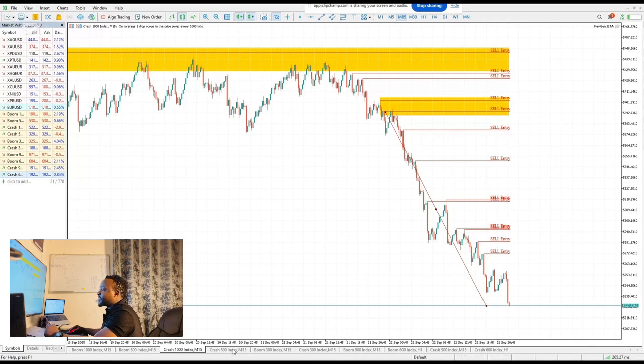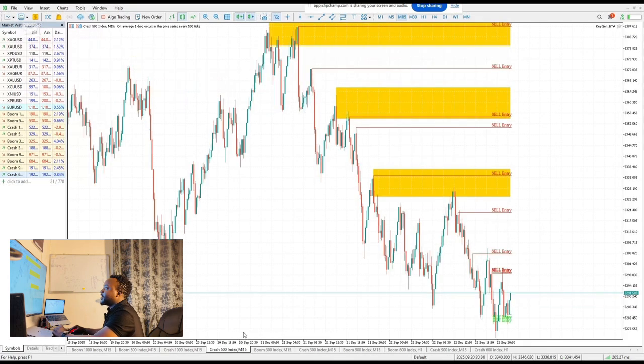This is Crash 1000, definitely killed by the indicator. Same thing happened to Crash 500. Oh, sorry, this was Crash 1000. This is Crash 500. It's the same setup basically, and we have the same scenario. Yellow zone, second sell, that's where you want to enter. If you had missed that one, you still would have used this one.